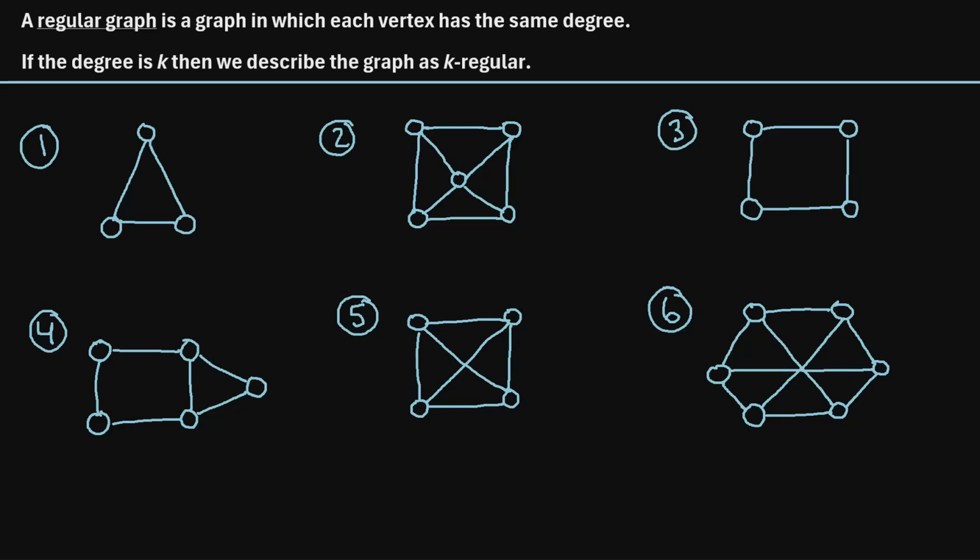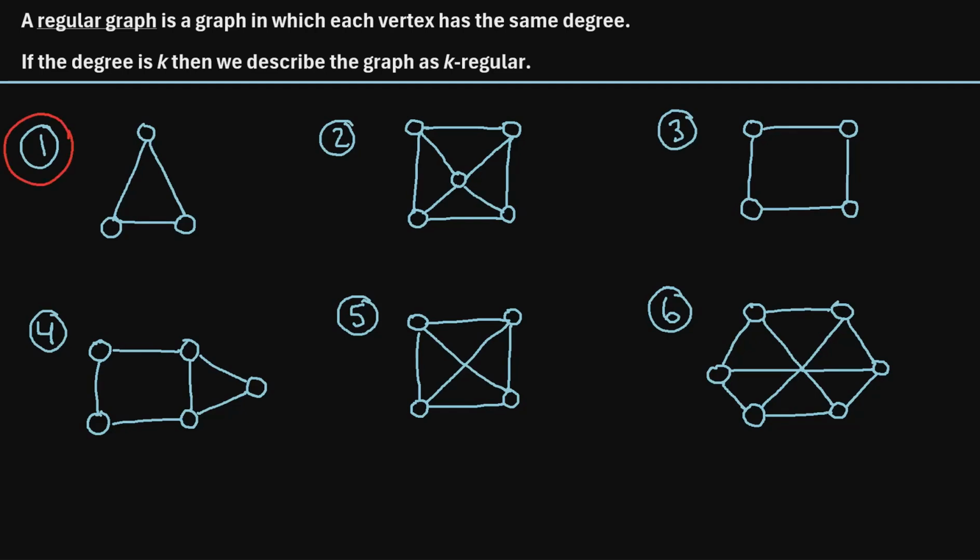In graph theory, a regular graph is a graph in which each vertex has the same degree. If the degree is k, then we describe the graph as k-regular. So I have 6 examples of graphs right here. Let's go through each one and determine if it is a regular graph or not.